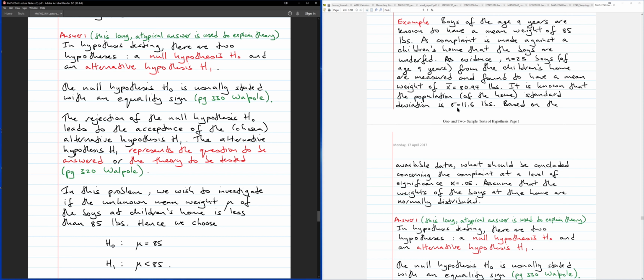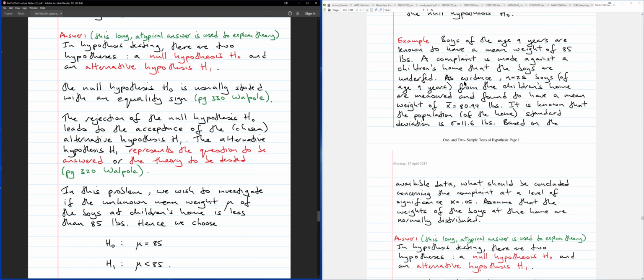Alright, so let's consider the same problem, but now we're going to use the information that the standard deviation is given to us. We're also given a level of significance, so we need to understand what these things mean. It's the same problem. You know that boys of age 9 years have a standard mean weight of 85. You're looking at this children's home to check if the boys that are 9 years old are being underfed.